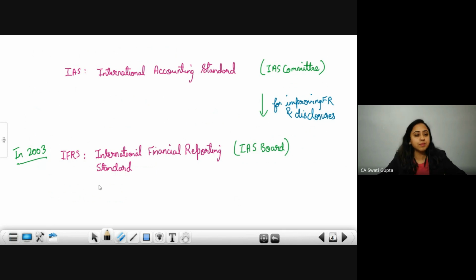Give me a quick thumbs up, give me a confirmation. Are you clear with this? Why there are two sets of standards, IAS and IFRS? Good.